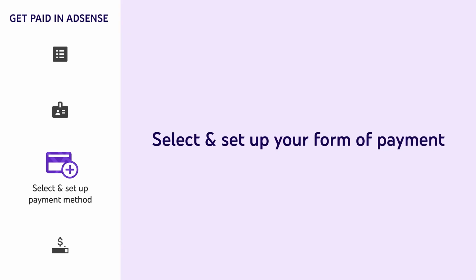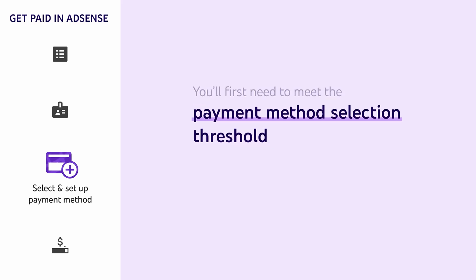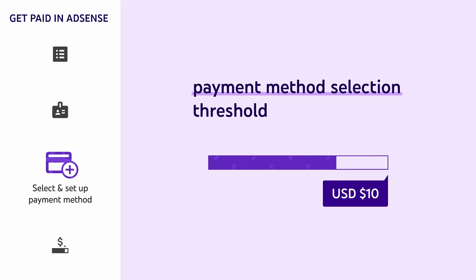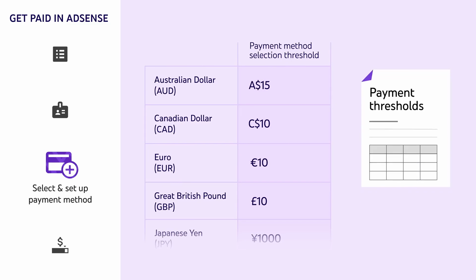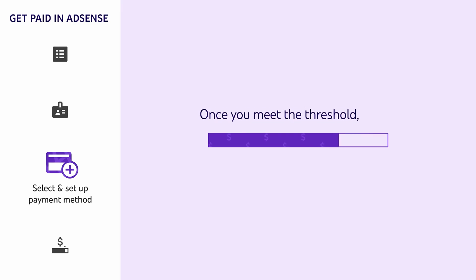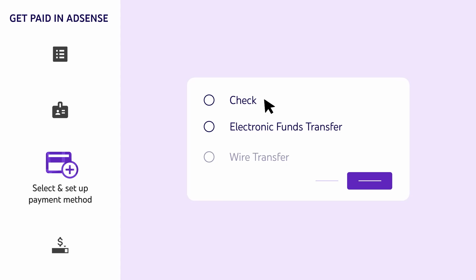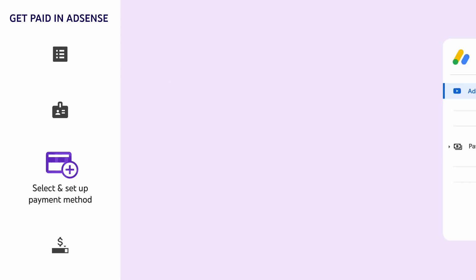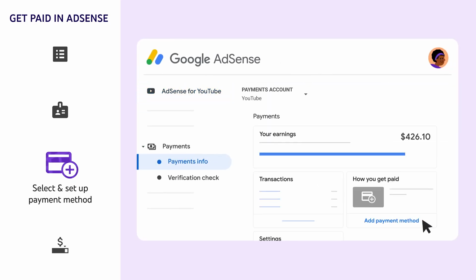Next, you'll need to select and set up your form of payment. To do this, you'll first need to meet the payment method selection threshold. This is $10 US for people in the US, but the amounts vary depending on your location and currency. To see what your payment method selection threshold is, check out the Help Center article called Payment Thresholds, linked in the description. Once you meet the threshold, you can select your form of payment. Depending on your payment address, you can choose between options like a check, electronic funds transfer, or wire transfer. To set up your form of payment, go to AdSense, then Payments, and click Add Payment Method.